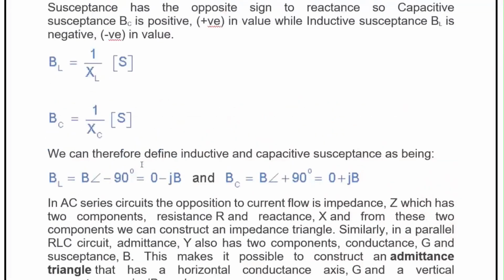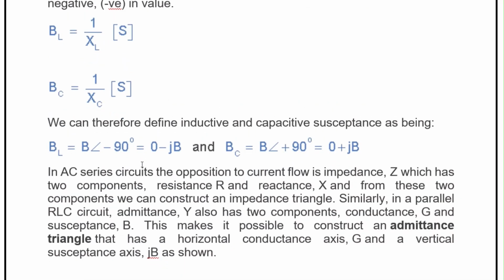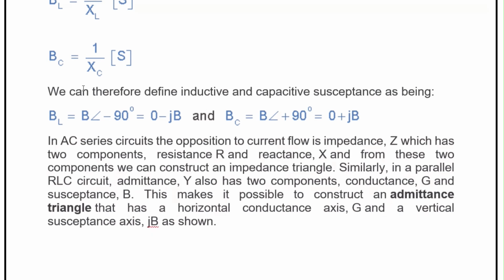So the reciprocals of reactances are measured in Siemens. That means susceptances are measured in Siemens. We can therefore define the inductive and capacitive susceptance as BL equal to B at an angle of minus 90 degrees, which can also be written as 0 minus jB. BC is equal to B at an angle of plus 90 degrees, and it can be written as 0 plus jB.